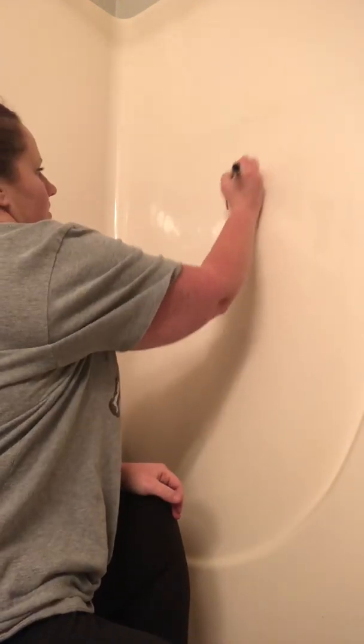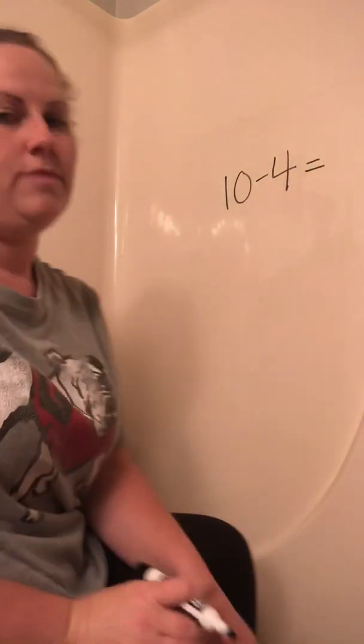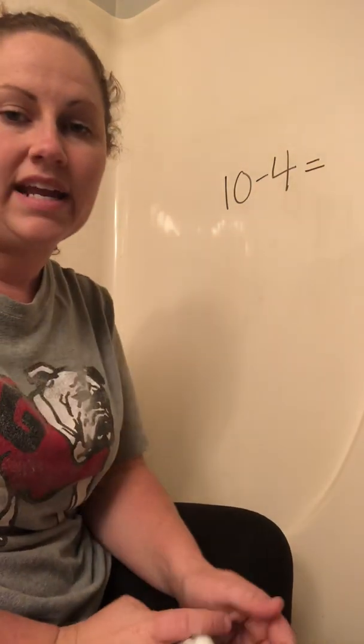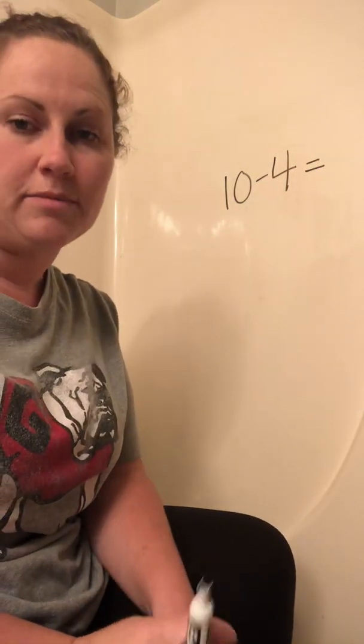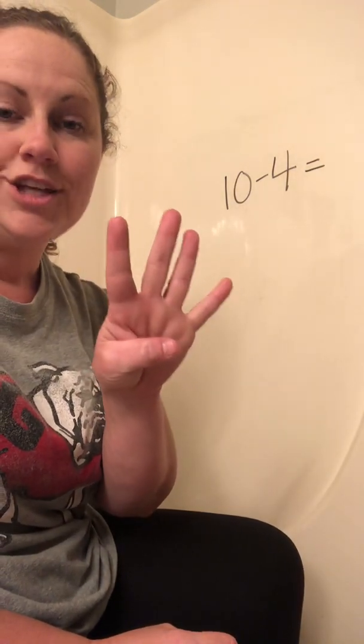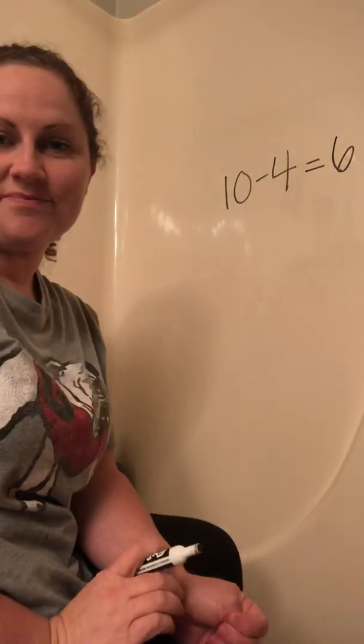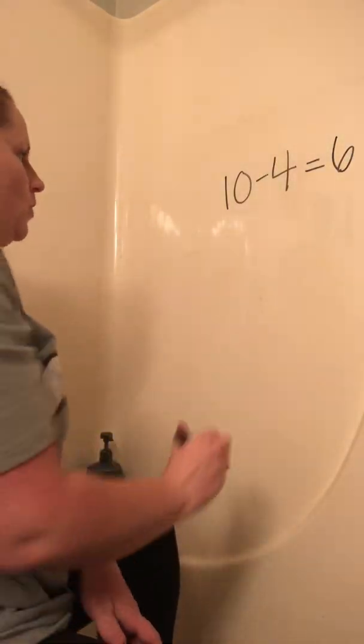Let's do 10 minus 4. So remember, we're going to put 10 in our head and we're going to count or take away 4 numbers. So 10, 9, 8, 7, 6. So 10 minus 4 equals 6.